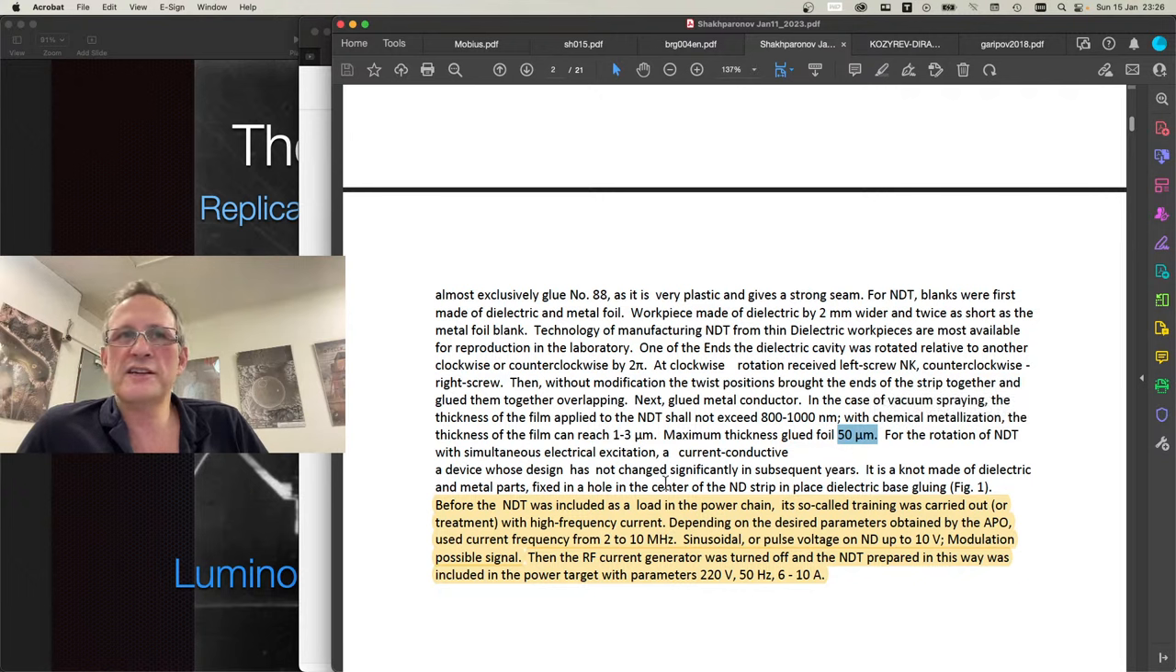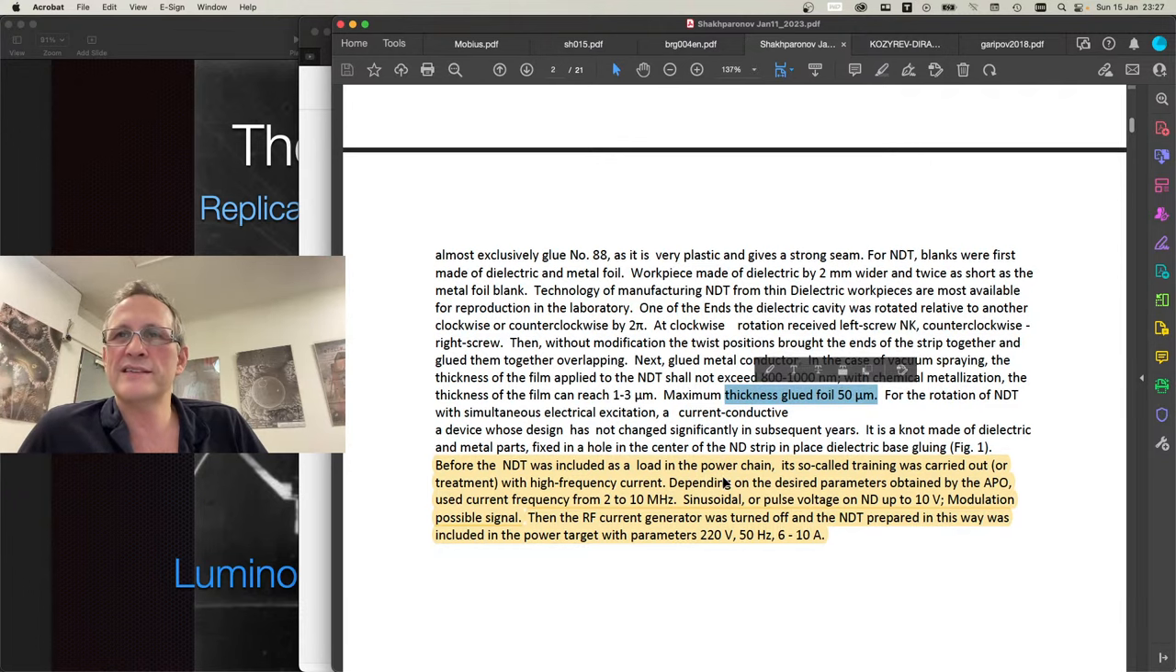For the rotation of the subject with simultaneous electrical excitation and current conductive. So, okay, they are saying that it's important to actually work with these parameters. A device whose design has not changed significantly in subsequent years. So they refined the device and it seems to work pretty much every time. Well, not every time, but they do actually discuss how often it works.